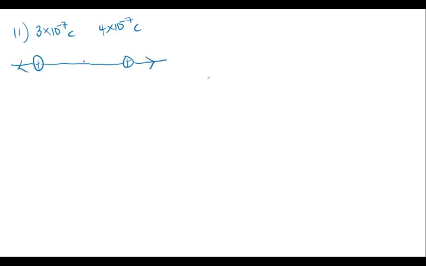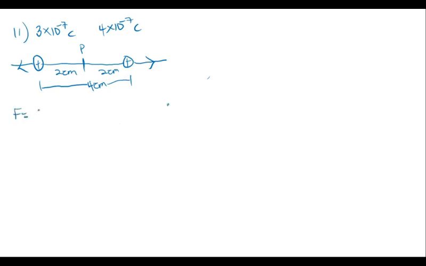This is the midway point P. The overall distance is 4 centimeters, so the distance between these two is 2 centimeters each. The charges are 3 and then 4 respectively. So let's go ahead and find the force of attraction between these two.